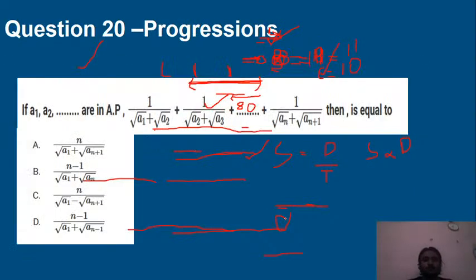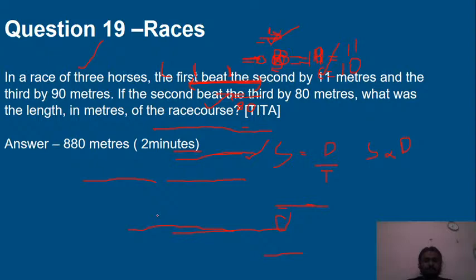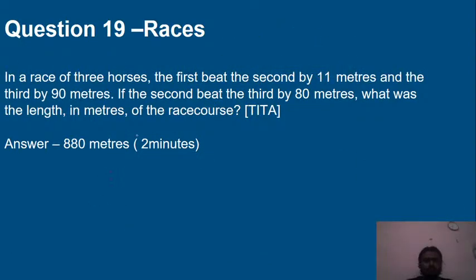So again guys, a very easy question, and the answer is again 880 meters, and you could have solved it in 2 minutes if you know the trick. I'll explain the tricks again when I take up races in our speed distance class, so don't worry. If you know the concept, you could have solved it in 2 minutes.